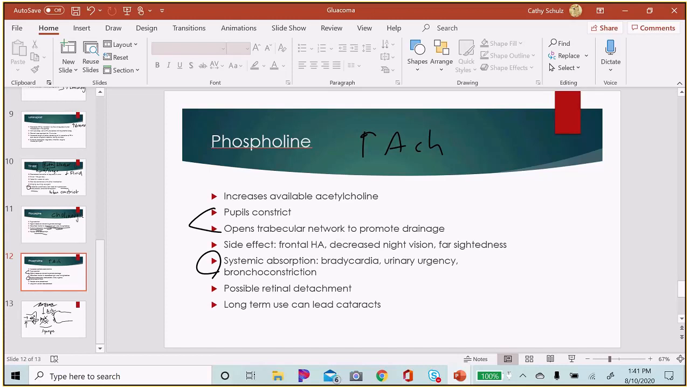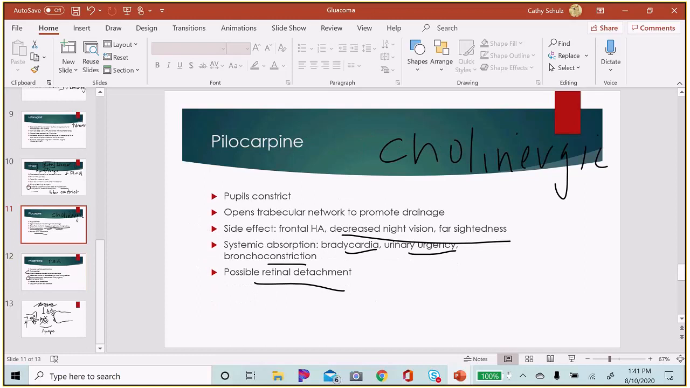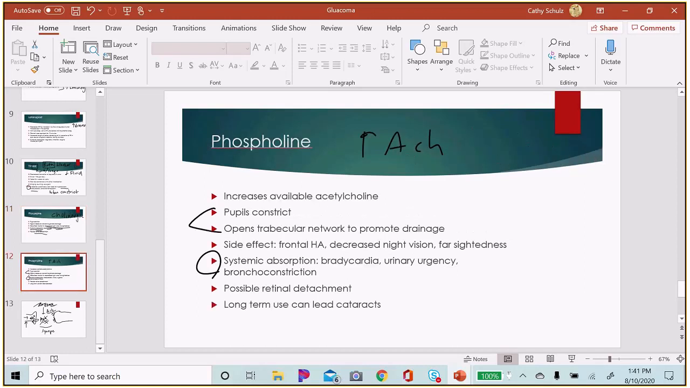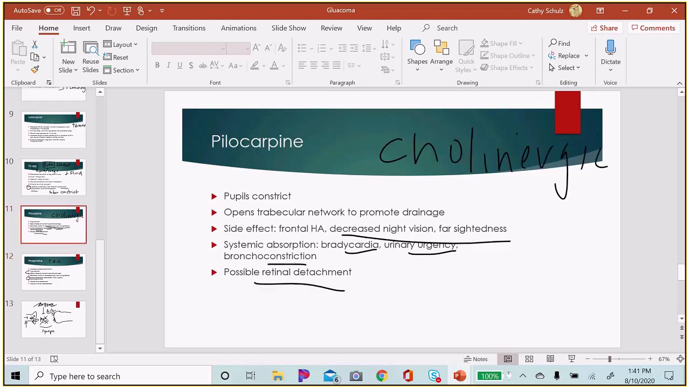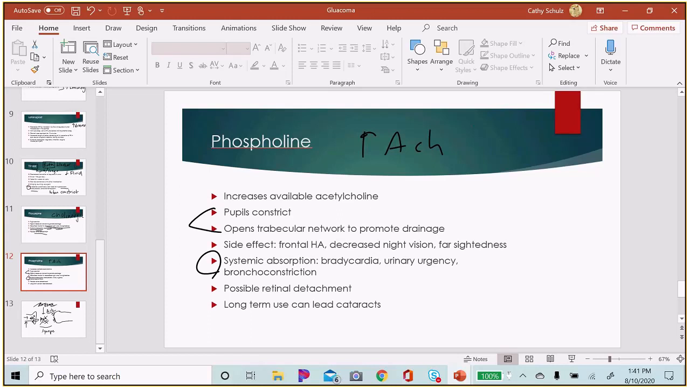In this setting, when I'm doing it for a long period of time, the only difference between pilocarpine and phospholine, besides exact mechanism of action, is that phospholine can increase the risk of cataracts. So I helped my vision by decreasing pressure in my eye, but I just caused a different eye problem. So I still see pilocarpine used, but I have not seen phospholine used in a long, long time, but it's still on our stuff.